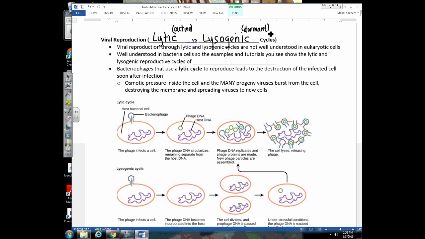All the diagrams that you're going to find, if you Google lytic cycle or lysogenic cycle, are going to show bacteria cells being infected by bacteriophages, or viruses that can infect bacteria cells. So again, all these diagrams are always going to be about bacteriophages and how bacteriophages can show the lytic cycle or the lysogenic cycle. But again, there are other viruses that can affect eukaryotic cells, that can either go into the lytic cycle or the lysogenic cycle.